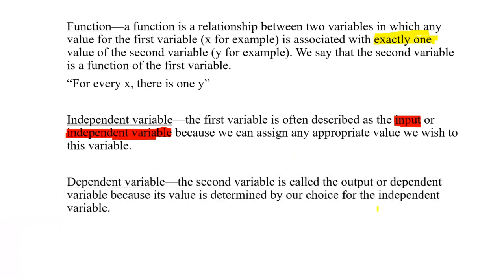Okay. Now the next one is dependent variable. So the dependent variable is the second variable, which is called the output. So we call it the output. So the y value is the dependent variable. So it is dependent on x. So its value is determined by our choice for the independent variable. So whatever input you choose dictates the output. That's why it is dependent on the input. So we have independent variables, which are the input, and dependent variable, which is the outputs. The second variable is called dependent because it depends on what x value we choose for the function.